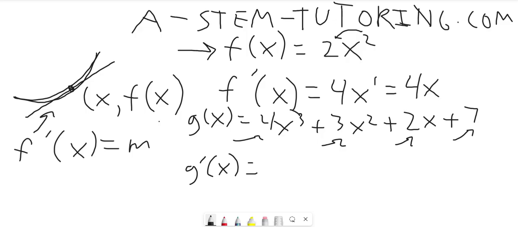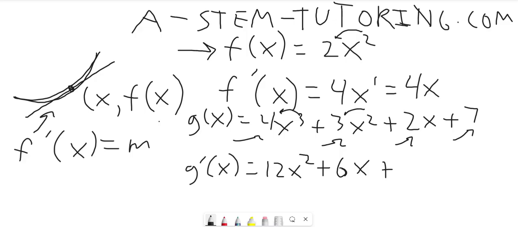equals 3 times 4 is 12. 3 minus 1 is 2. So now we have 12x squared. 2 times 3 is 6. 2 minus 1 is 1. So we have x to the first power, which is just x.